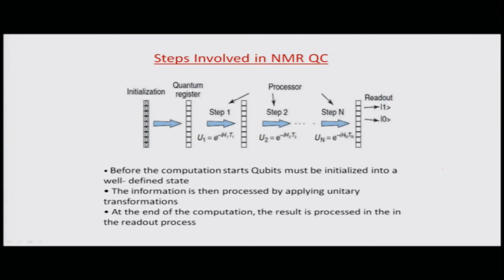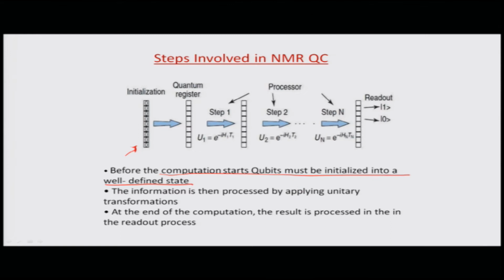In terms of how this works, the steps involved in the NMR quantum computing, we have an initialization step. That is because before the computation starts, the qubits must be initialized to a well defined state. So, that is our initialization step. The information is then processed by applying unitary transformations.